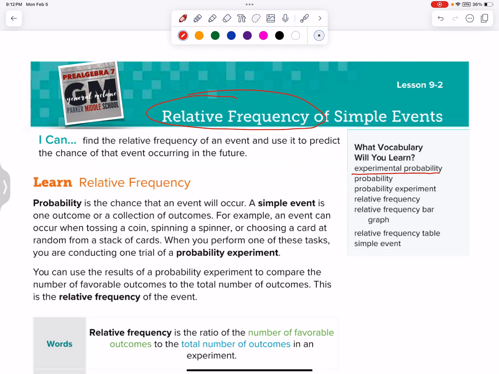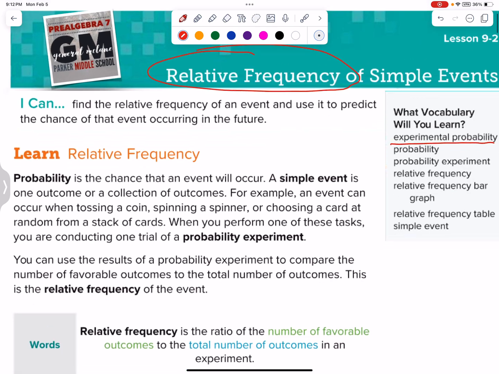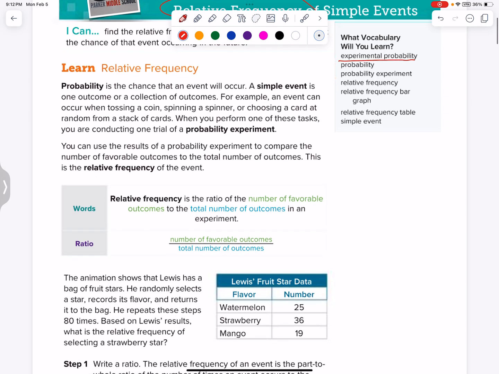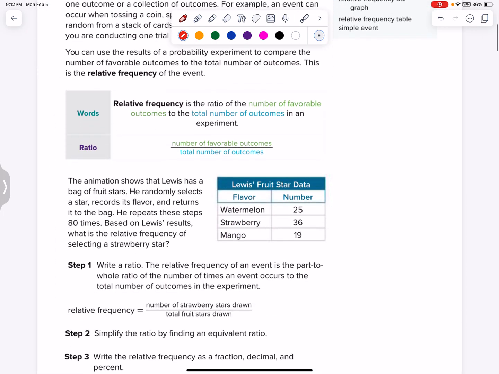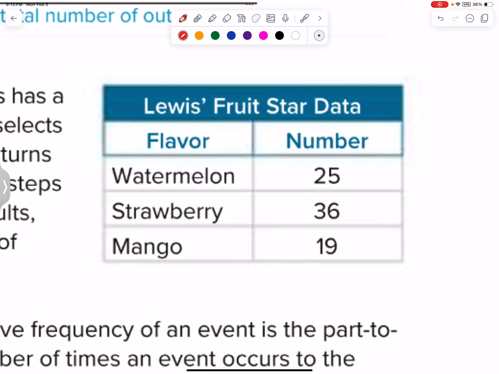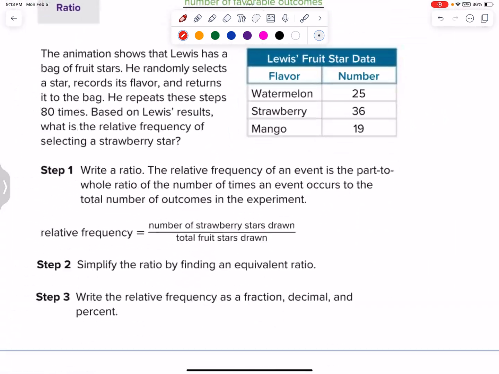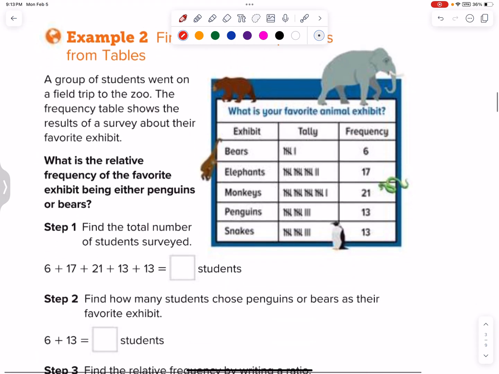The big thing I want you to hold on to is the fact that we have a theoretical probability, and theoretical probability is what should happen based on just the math. Experimental probability is what the probability is based on the actual experiment or data you collected.